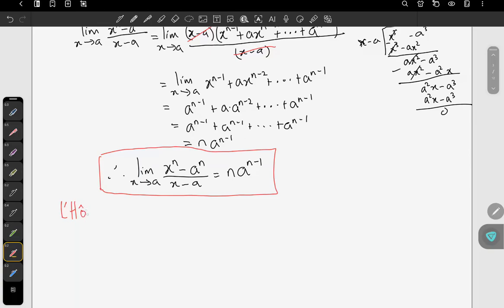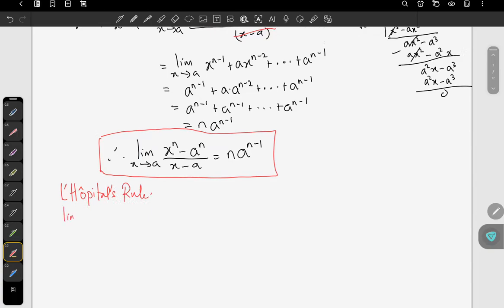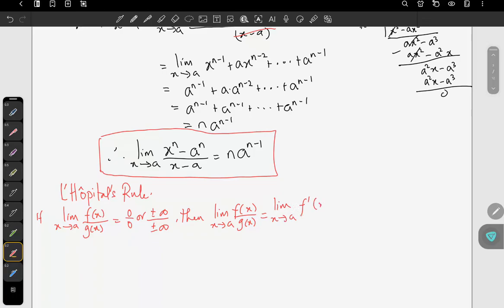L'Hopital's rule is saying that if we have the limit of f of x over g of x as x approaches a to be equal to 0 over 0 or infinity over infinity, then the limit as x approaches a of f of x over g of x is the same thing as the limit as x approaches a of f prime of x over g prime of x, which is actually f prime of a over g prime of a.